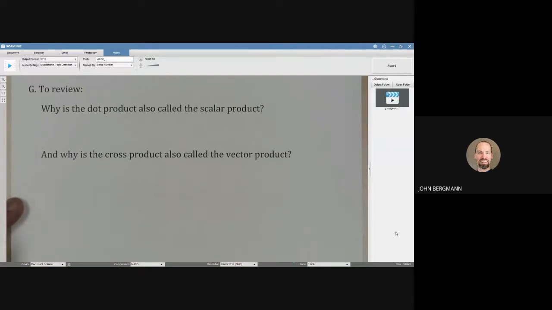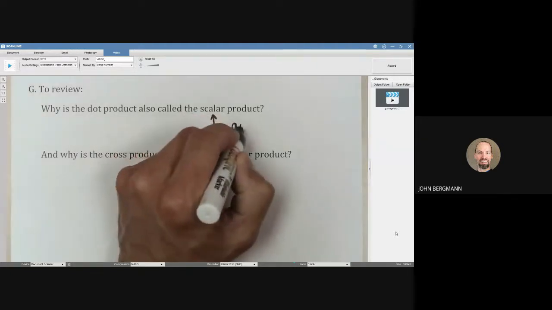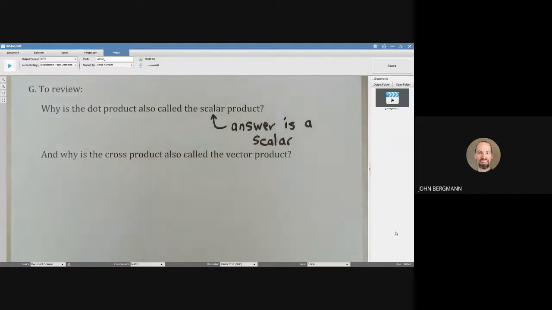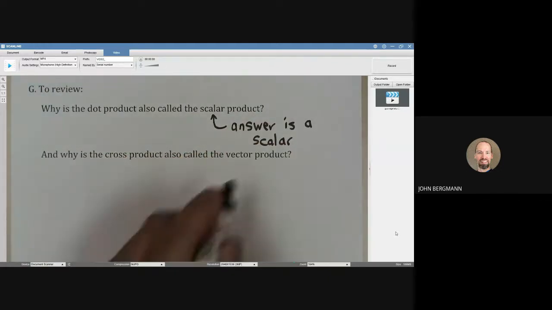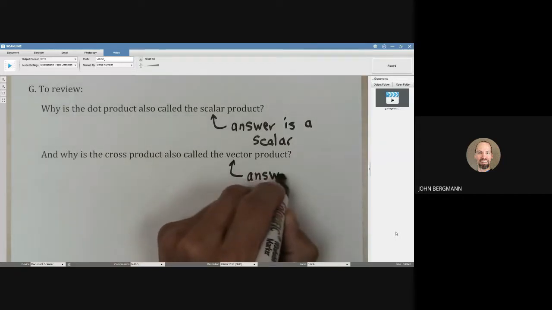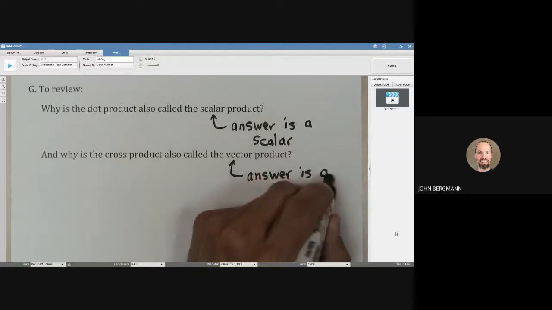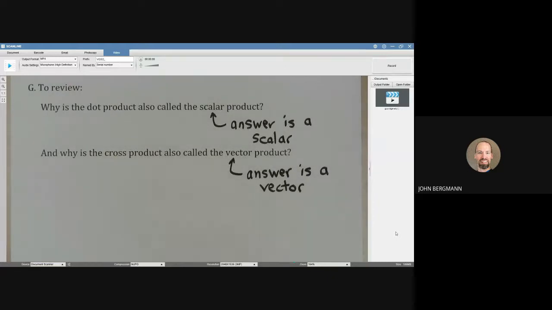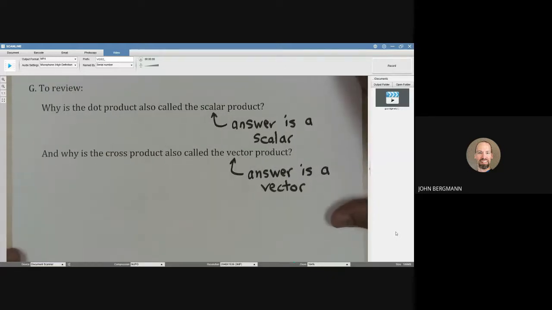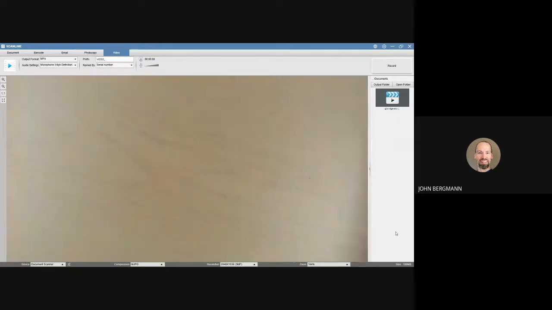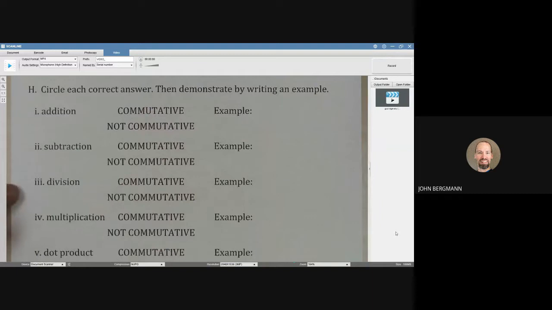All right, quickly let's review. Why is the dot product called the scalar product? That's because the answer is a scalar. The cross product is sometimes called the vector product, and that's because whenever you do the cross product, the answer is a vector. It has not only magnitude, but also direction. The dot product, which we met when we were dealing with work, the answer has a magnitude, but has no direction.